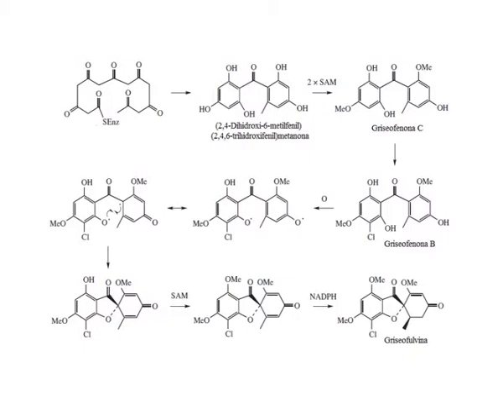The newly formed grisean skeleton with a spiro center is then orthomethylated by SAM to generate dehydrogriseofulvin. Ultimately, a stereoselective reduction of the olefin on dehydrogriseofulvin by NADPH affords griseofulvin.